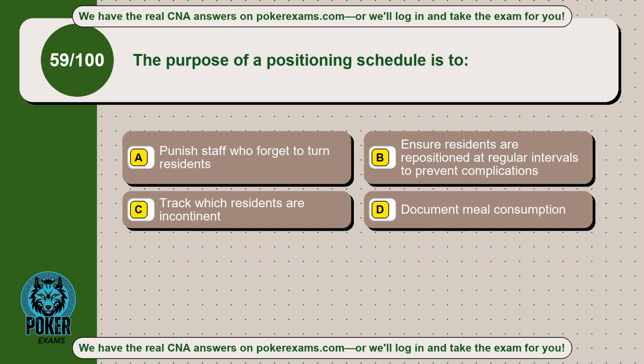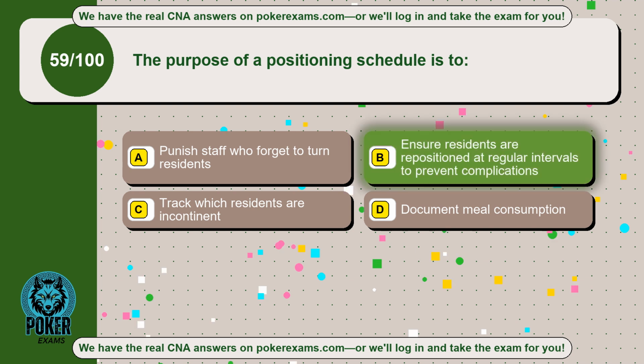Question 59. The purpose of a positioning schedule is to: Option A, punish staff who forget to turn residents. Option B, ensure residents are repositioned at regular intervals to prevent complications. Option C, track which residents are incontinent. Option D, document meal consumption.